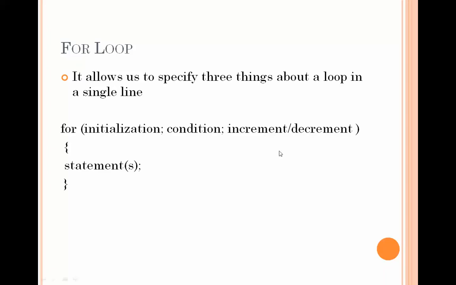Then after the increment or decrement operation, it will again check the condition. If this condition is met, then the statements will be executed, and at the end of these statements it will again come to the increment or decrement and just increment or decrement the counter. After that, it will again check the condition. If this condition is now not satisfied, or I will say it is false, it will come out of this loop.